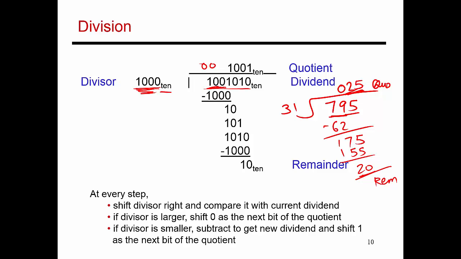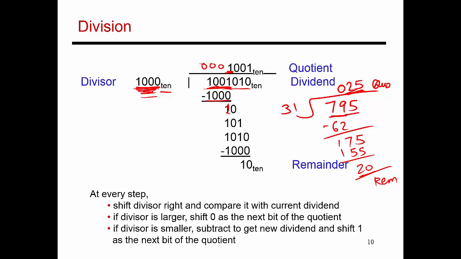Then let's look at the next step over here. Compare the two. Again, this one is greater, so put in a 0. Then I look at the next bit. Now finally this number is less. Okay, so I'm going to put in a 1 over here because I'm going to put 1000 times 1 over here. Okay, and now I'm going to subtract the 2. I get a 1 that is left over.